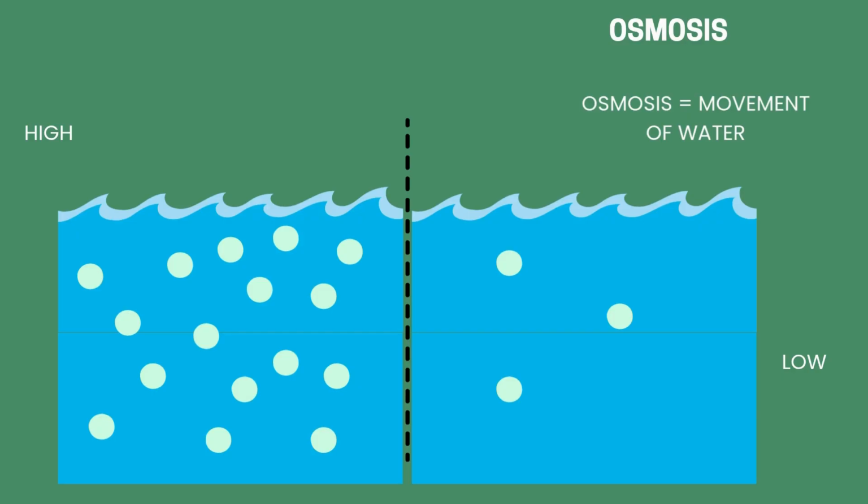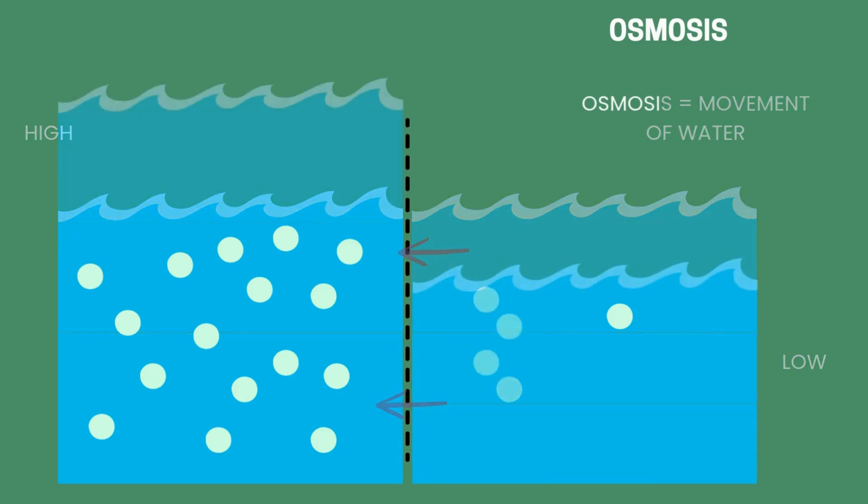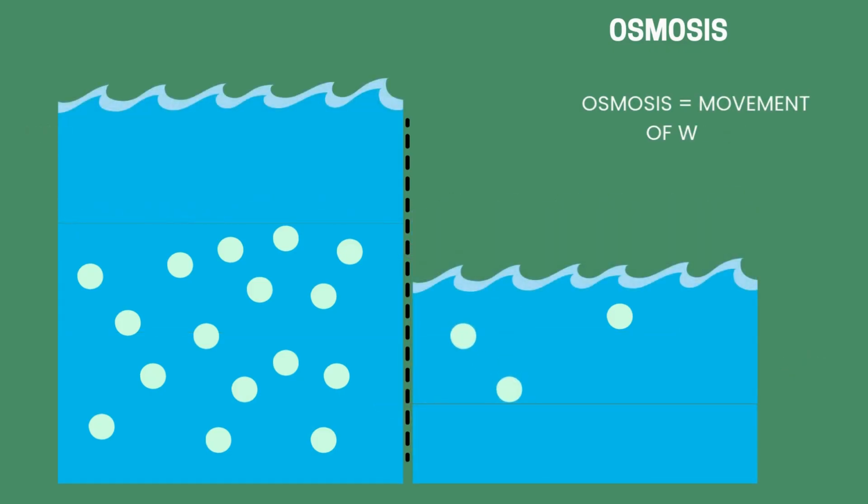The solution on the left has a lot of particles. Think of it like sugar added to water. On the left side, you have added a lot of sugar to water. On the right side, there is less sugar added to the water. How do we even this out? To even this out, water moves from the side with fewer particles in the water, or lower solute concentration, to the side with a higher solute concentration, which in this case is on the left.